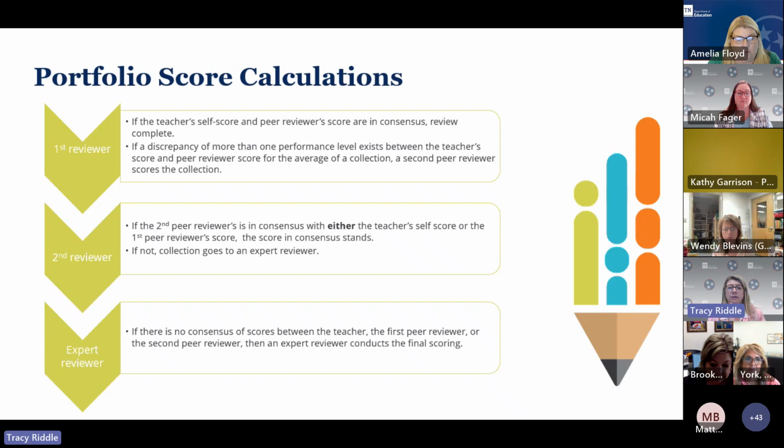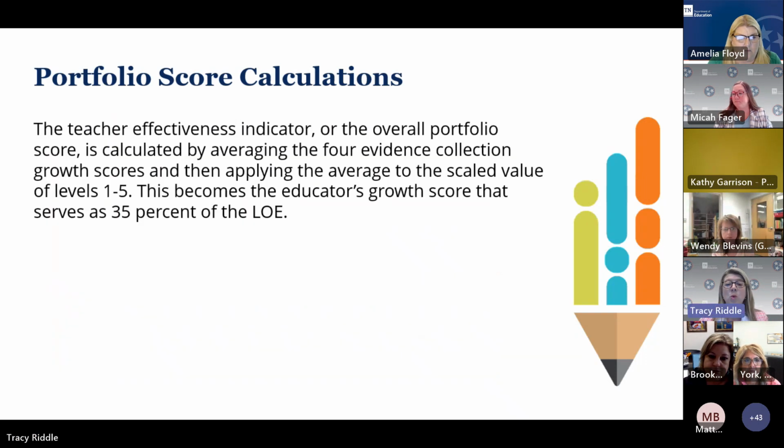Each of the collections, which we know all portfolios have 4, will receive a score, either from a first reviewer, second reviewer, or an expert reviewer. Then once those 4 collections have an average score, those 4 gross scores are averaged, and that number is the teacher's portfolio score. That number will be the teacher's 35% individual gross score as part of their LOE.